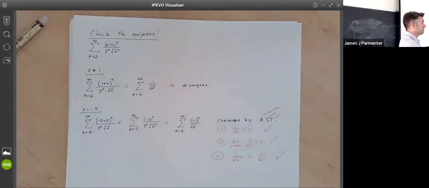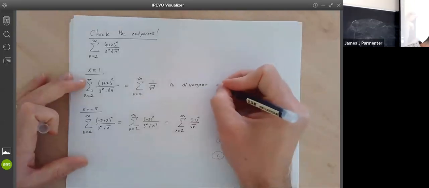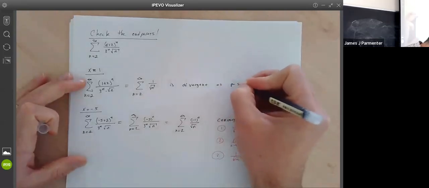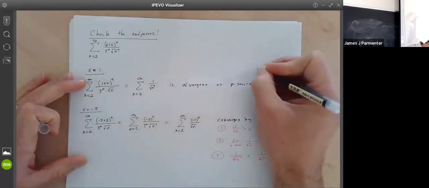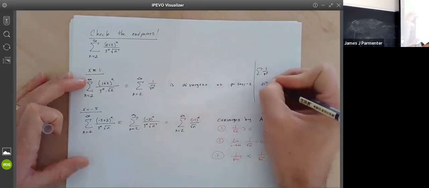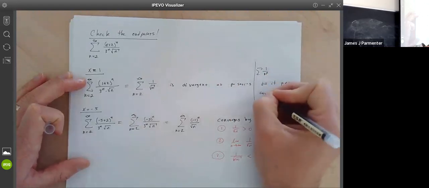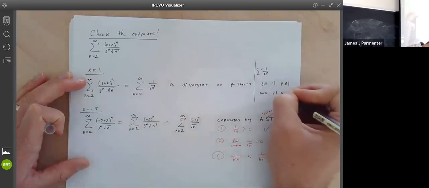You're 100% correct. But I know you're asking me a question, right? So this is divergent as a P series. A P series diverges if P is less than or equal to 1, converges if P is greater than 1.